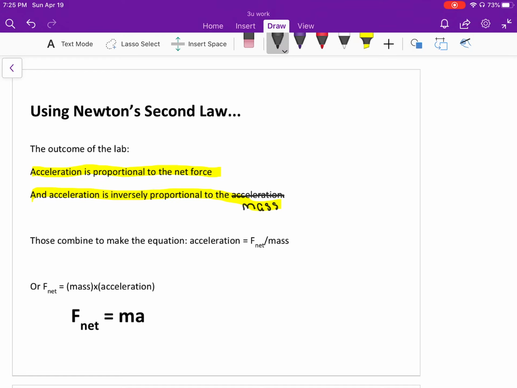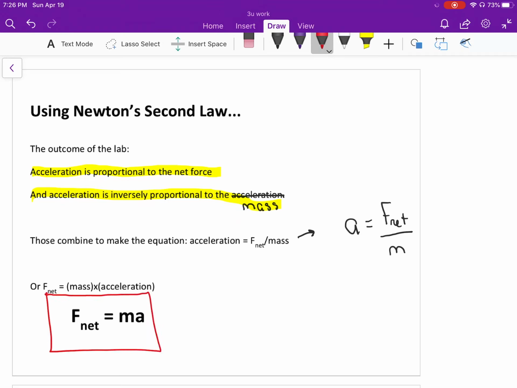When we combine those two statements, basically what we get is a new equation. Acceleration was proportional to the net force, so F net goes on the numerator, and inversely proportional to the mass, so mass goes on the denominator. The most common way that we write it is we flip the m to the other side, we get F net all by itself, and we can say that F net is equal to m times a. That's the math for Newton's second law. In the lab, we didn't have to worry about friction, so we just talked about force. If there is friction, that'll come into play in figuring out what F net is.